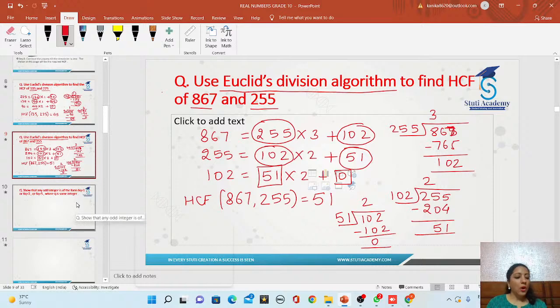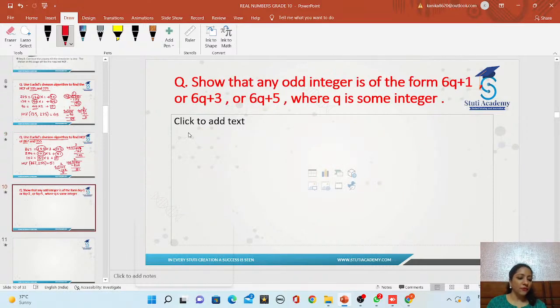Okay, now I'm discussing question number 2 of NCERT. This is also based on Euclid's division algorithm. And please be very, very attentive because this is something very new to you. So I'll be explaining this question twice. You need not worry about that, but please be very, very attentive.